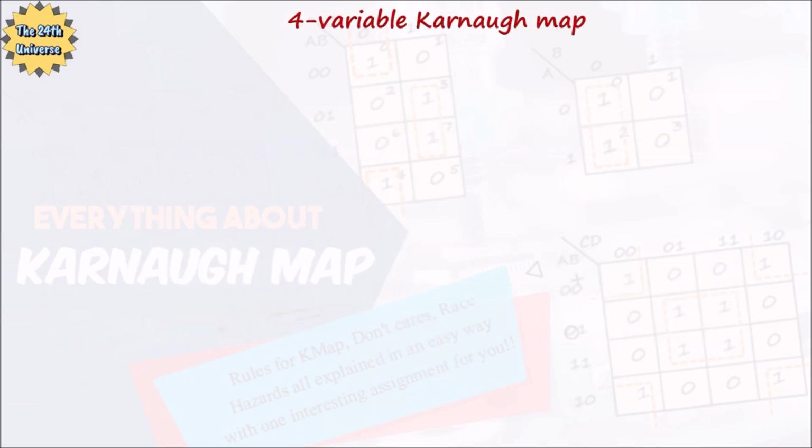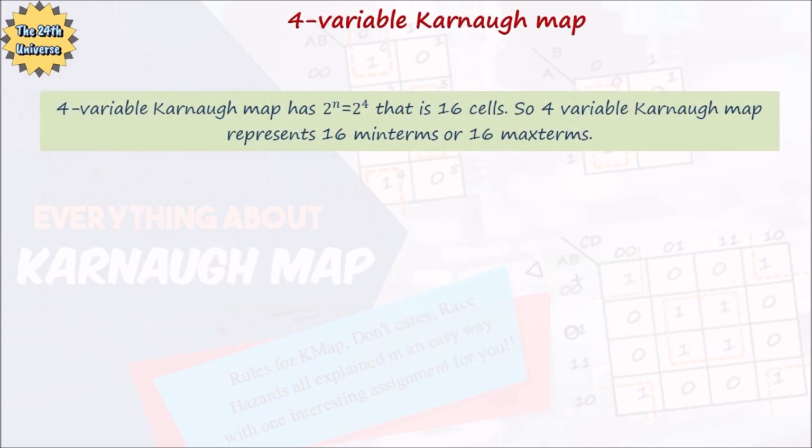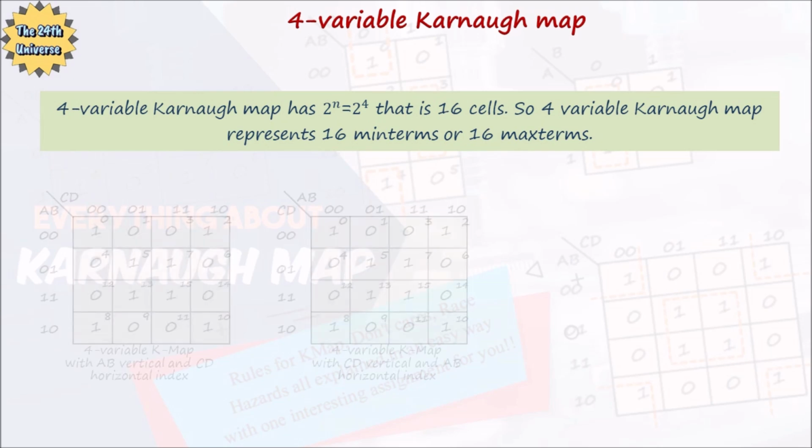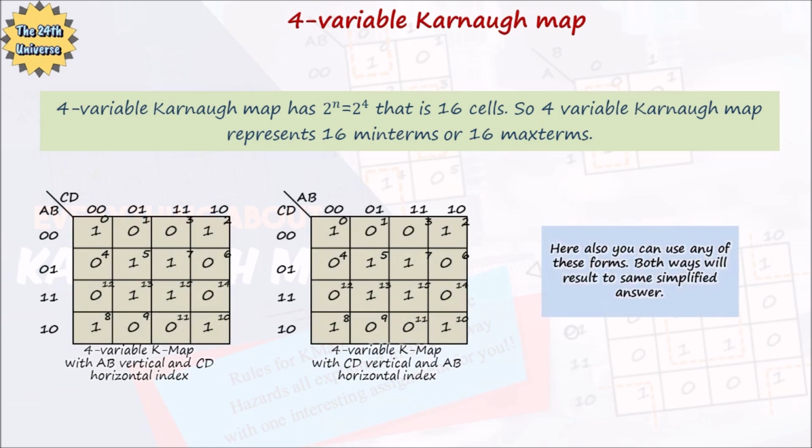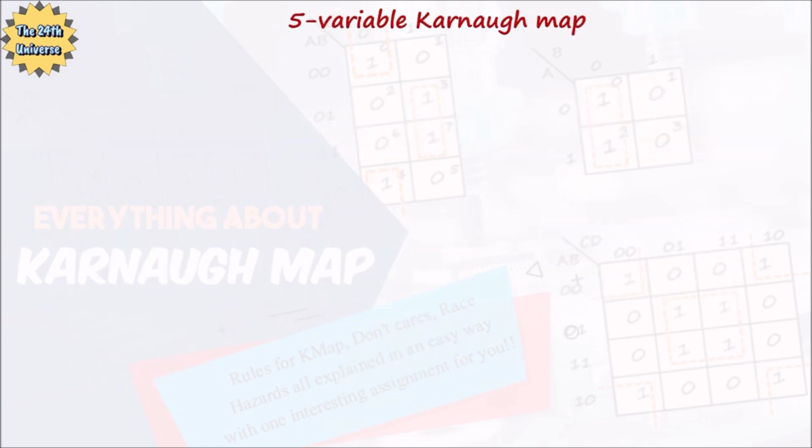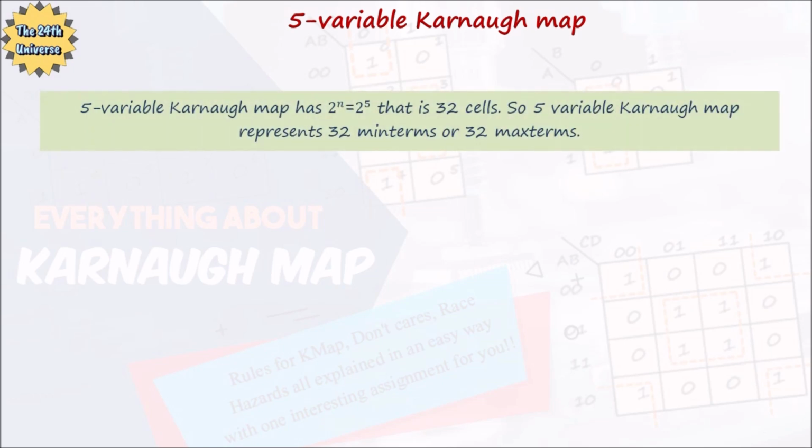Four variable Karnaugh map. A four variable Karnaugh map has 2 raised to n, that is 2 raised to 4, that is 16 cells. So, a four variable Karnaugh map represents 16 minterms or 16 maxterms. These are the examples. Sometimes you might see the index representation like this. It doesn't make any difference. Both ways are correct. 5 variable Karnaugh map. A 5 variable Karnaugh map has 2 raised to n, that is 2 raised to 5, which is equal to 32 cells. So, a 5 variable Karnaugh map represents 32 minterms or 32 maxterms.